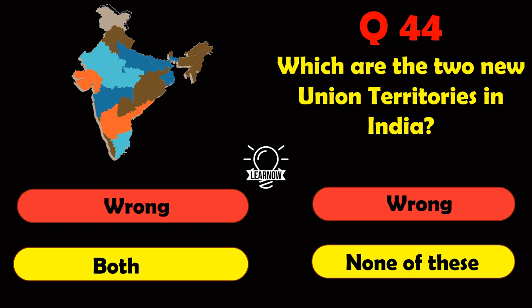But when we talk about both of them, that is Jammu and Kashmir and Ladakh, they are the two new union territories in India. So Jammu and Kashmir and Ladakh, they both are the two new union territories in India.